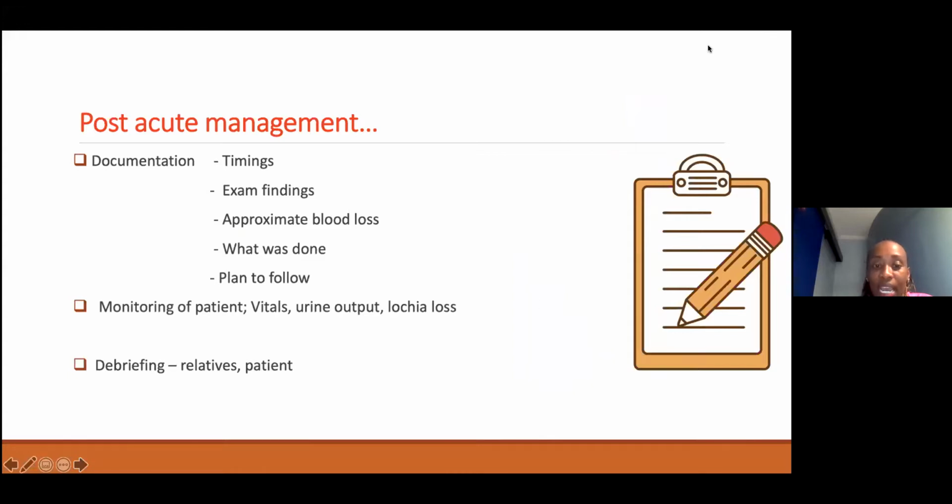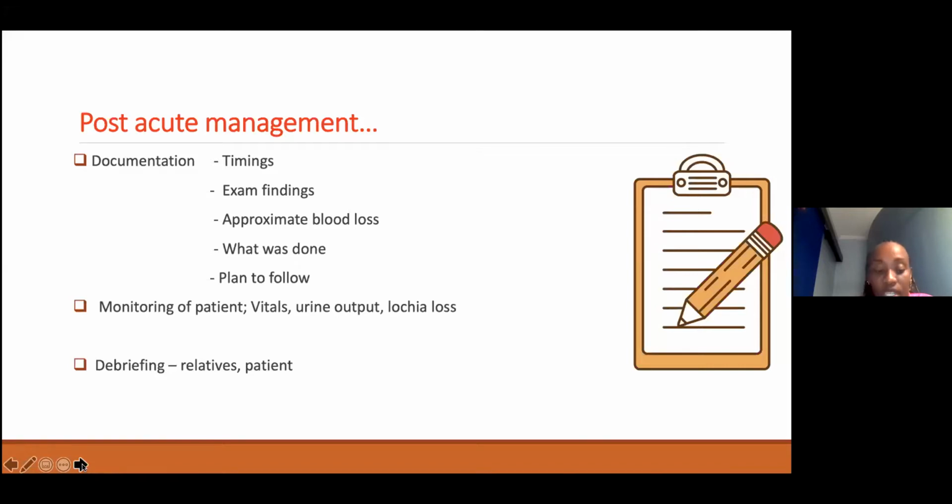So once you're done managing, you've settled the patient, however far you had to go, then what do you need to do? You sit down and document what happened. She started bleeding, she went into PPH after delivery, which was at 9 p.m. Noticed PPH at 9:30. Did all those things you needed to do. And so the timings are critical. Then you need to put in what you found. Were there tears? Was there an issue with the tone, etc.? What was your approximate blood loss? And basically what you did. And then what is the plan?